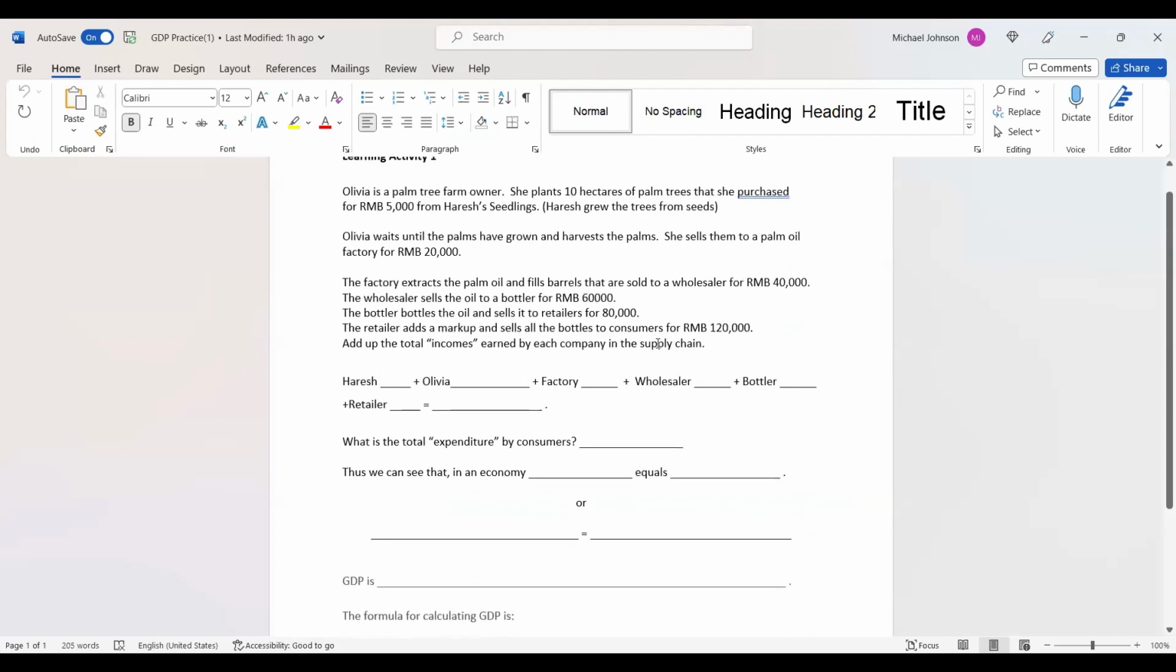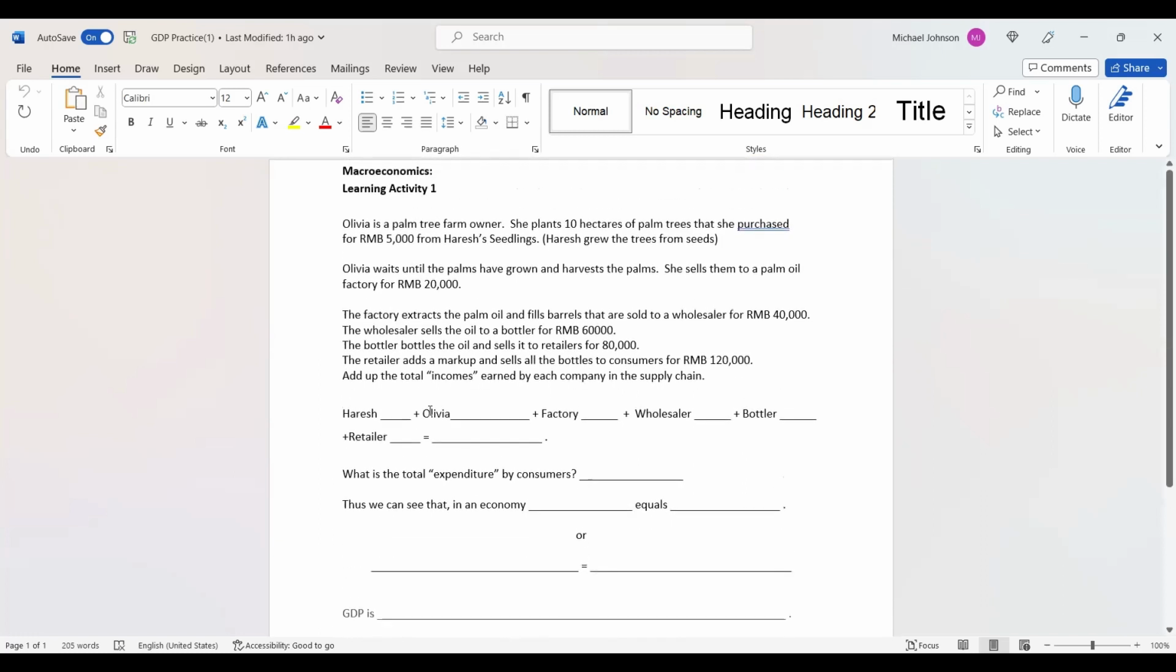So here, this example has information, including the palm oil and barrels are sold to the wholesaler for 40,000 RMB. The wholesaler sells the oil to the bottler for 60,000. The bottler bottles the oil and sells it to retailers for 80,000, then marks it up and sells it to customers for 120,000. So we add up all the incomes in this case. Can somebody add up all these numbers and let me know what you get for the calculation?